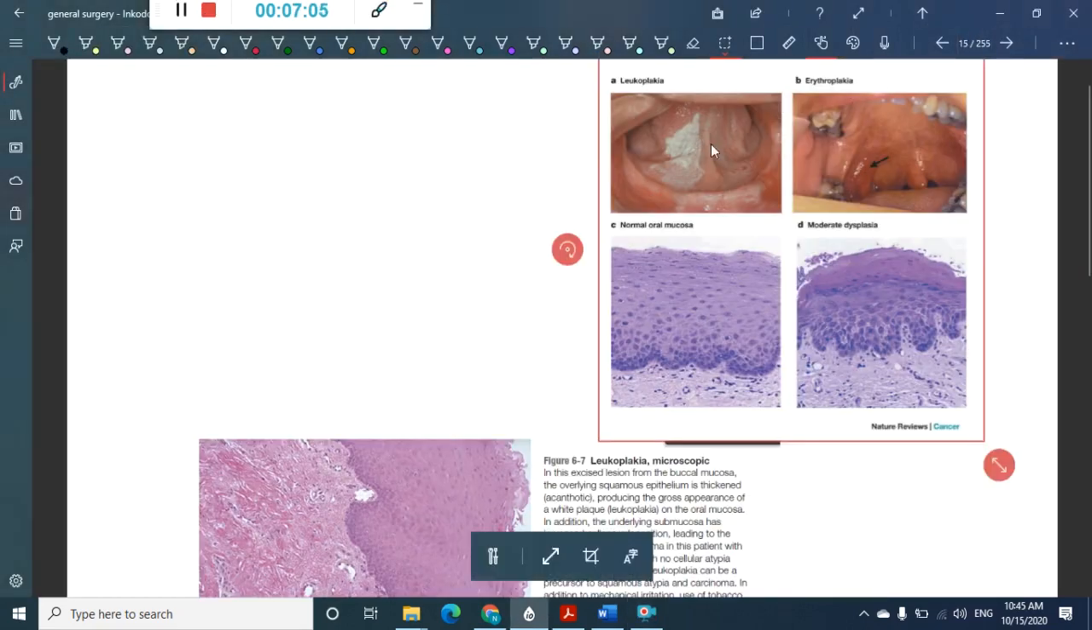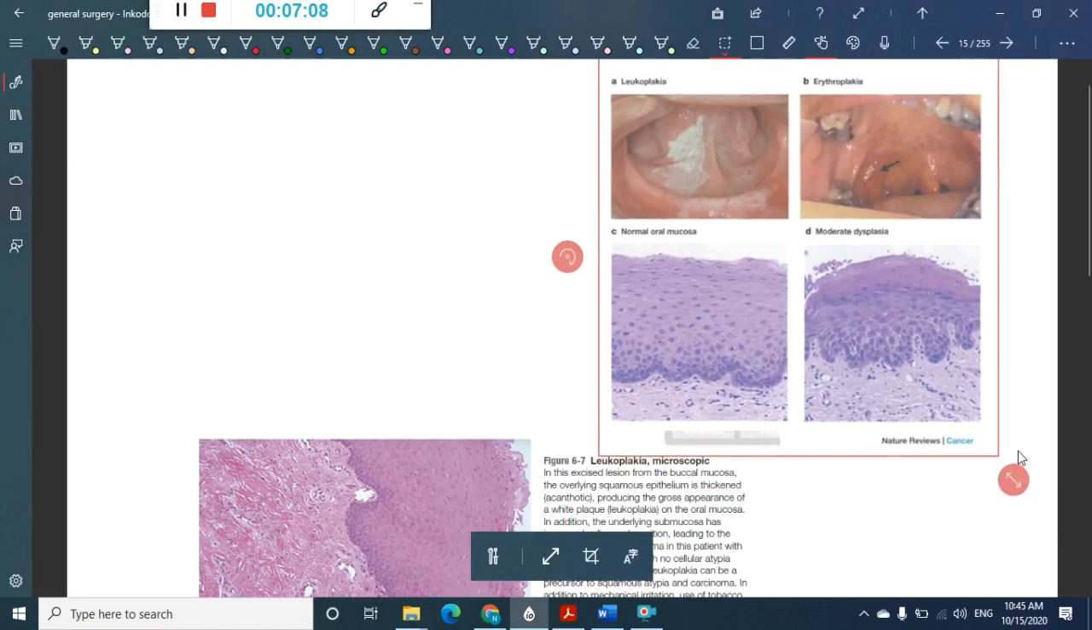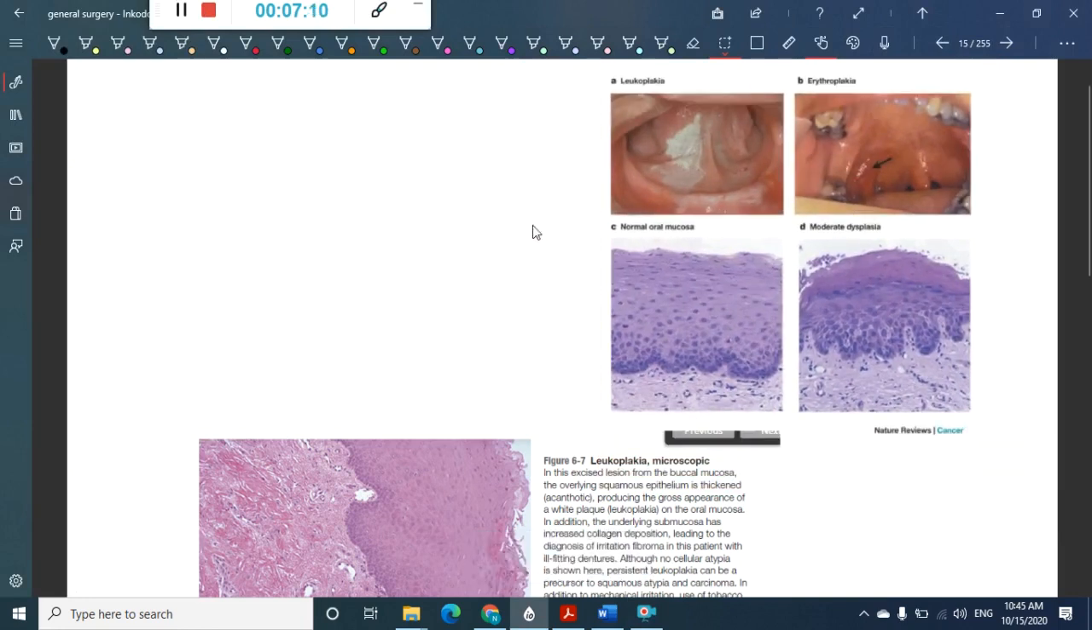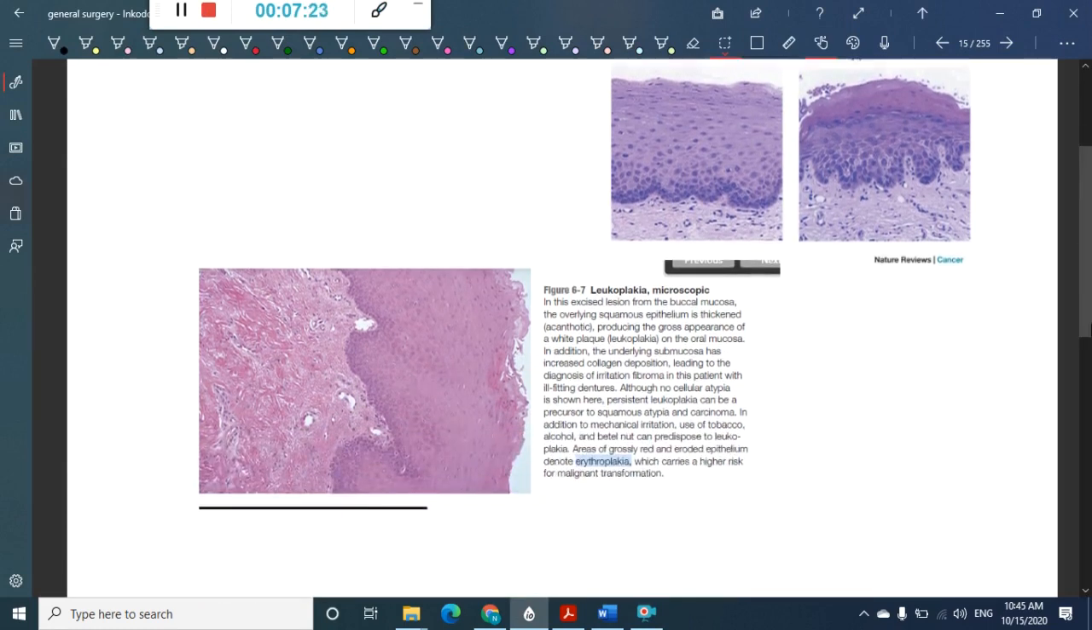So this is the picture of leukoplakia, where there is a whitish patch which you can see. This is the picture of reddish plaque which is erythroplakia. Okay, so these are the moderate dysplasia. So this is normal, but here see the cell nucleus has increased a lot. This is called moderate dysplasia, which you see here.